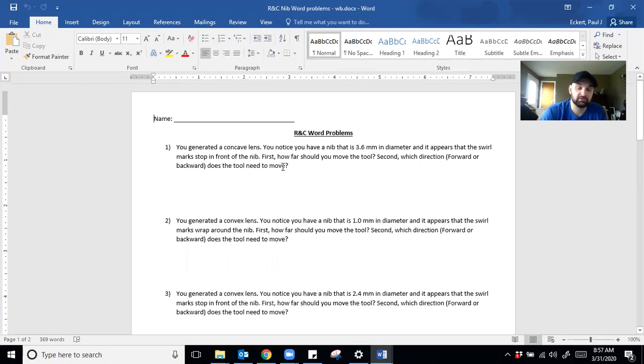It's very similar to the question I just asked you. What's half of 3.6? That's your move. I'm not gonna tell you right now, but that's your move. Then, which way do I go? It's concave. Identify the fact that it's concave right there. Let me annotate that. So it's concave. You have a 3.6 millimeter nib. Swirl marks stop in front of the nib.